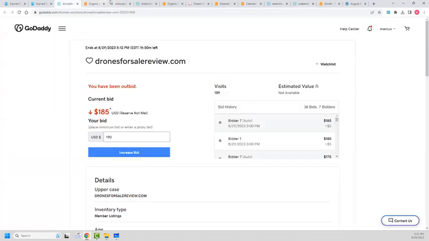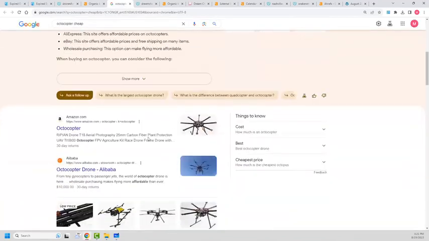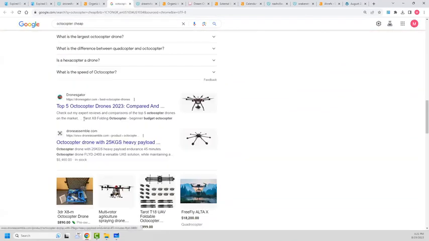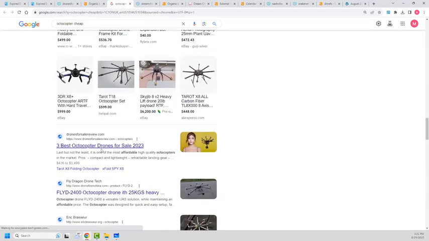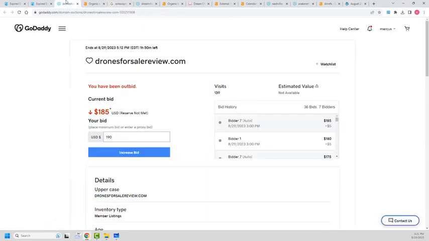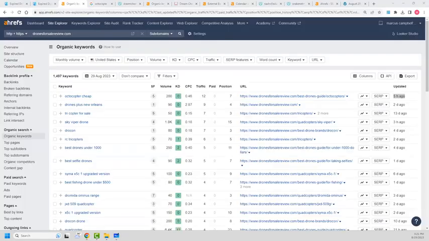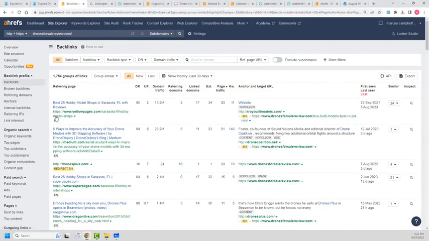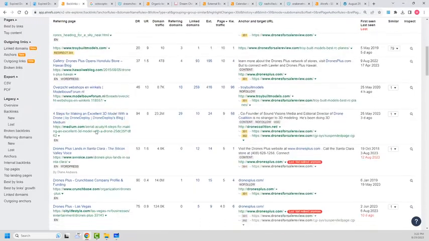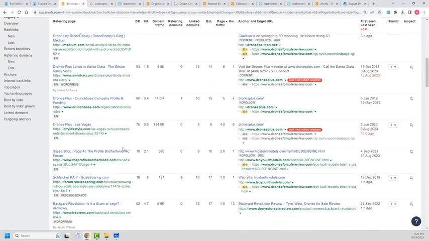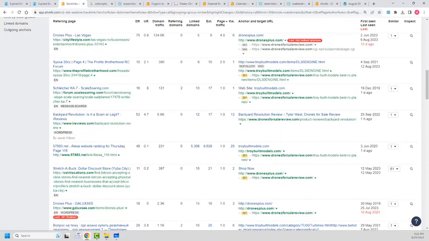Let's take a look. This is dronesforsalereview.com. Alibaba, Drones Gator, Drones Assemble, AliExpress, drones for sale. So there he is there. Okay, so that's okay. Is it a zinger? Would I pay $300-400 for this? Maybe. Its traffic's not huge, but it is a starting point. Let's see if the backlinks are on point. Yellow Pages, Medium. It is all related to drones. So yeah, I mean, it's decent. If I was going to go into the drone selling business, this would be okay.